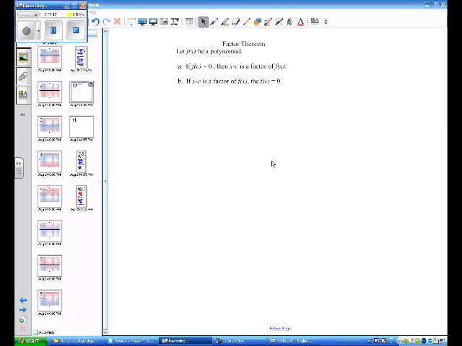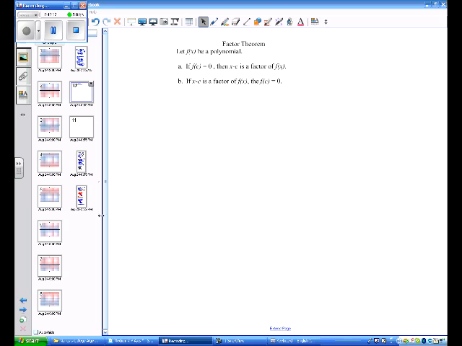Okay, our factor theorem says that, let's let f of x be a polynomial. So all we're looking at now are polynomials. It says if f of c equals 0, then that means that x minus c is a factor of f of x, of our polynomial. And if x minus c is a factor of f of x, then f of c is going to equal 0. Both of these are true. We can go through either way.